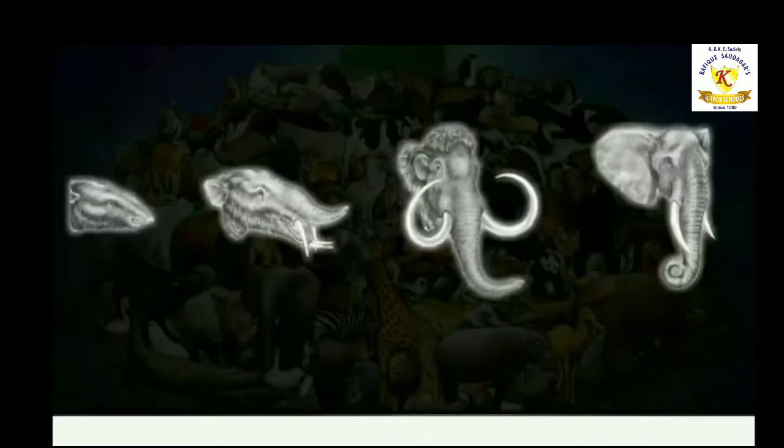Children, natural selection plays an important role. And why does it play an important role? Because nature selects only those organisms which are fit to live. That means which are strong and can adapt to the environmental changes. That means they are fit to live. And the rest, which cannot adapt to the environmental conditions, perish. That means they die.